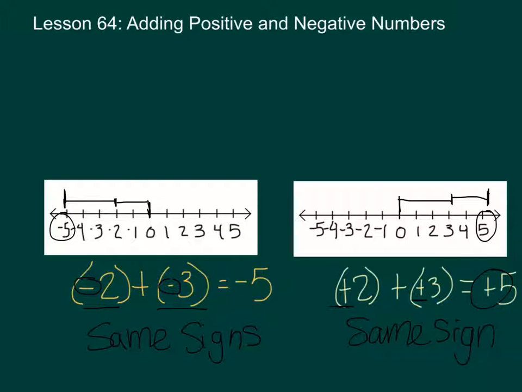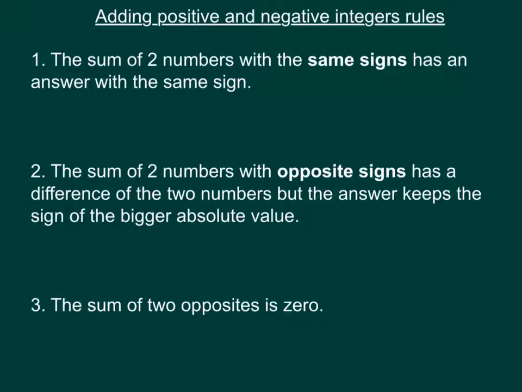And if we go back to the problem before this, our answer was also a negative sign. So notice all 3 times that our signs are the same. This one's all negative, and this one is all positive. So if you add 2 positive numbers, you're going to get a positive number. If you add 2 negative numbers, you're going to get a negative number. Let's take a look at some of the rules as a review. Here are the rules for adding positive and negative integers.